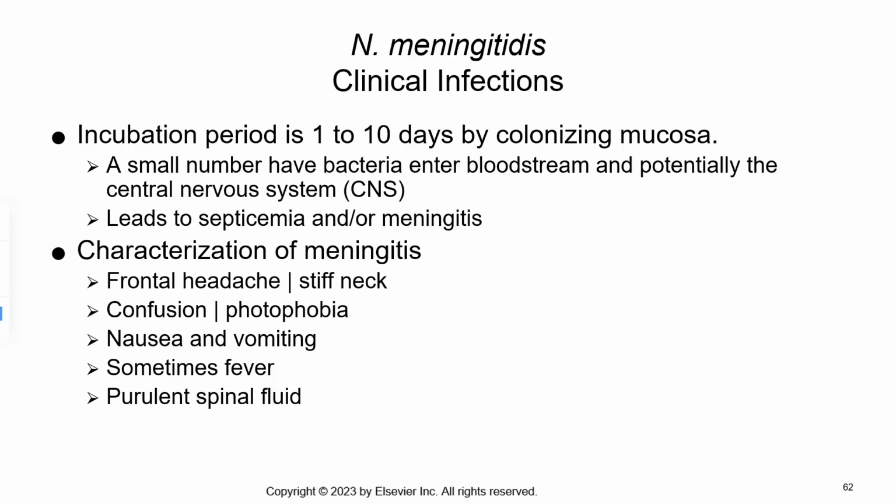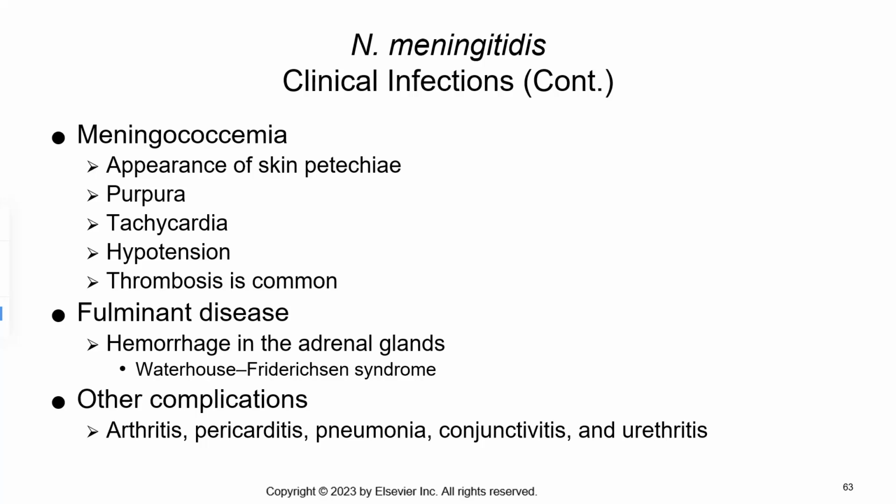The characterization of meningitis includes frontal headache, stiff neck, confusion, photophobia, nausea and vomiting, sometimes fever, and purulent spinal fluid. So typically CSF should be clear. If you see that it's cloudy, you could suspect meningitis. Meningococcemia: appearance of skin petechiae, purpura, tachycardia, hypotension, and thrombosis is common. So you see discoloration of the skin, raised, colored, sometimes dark purple or red in color.